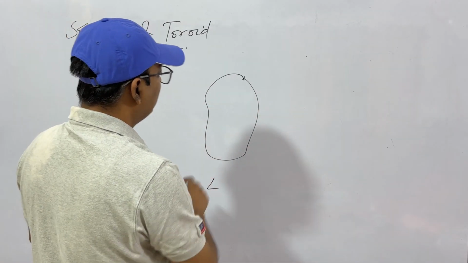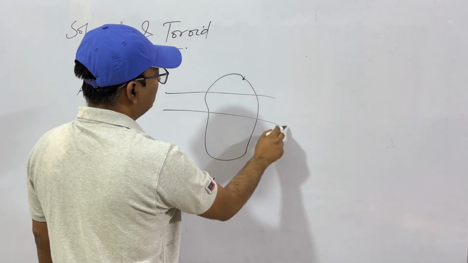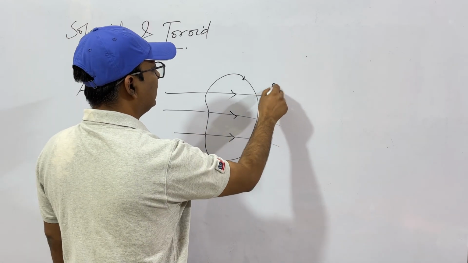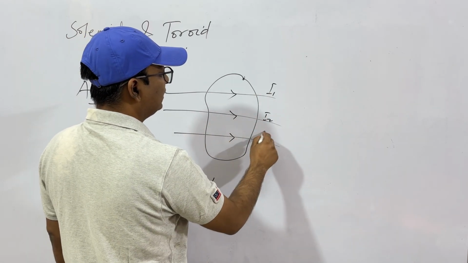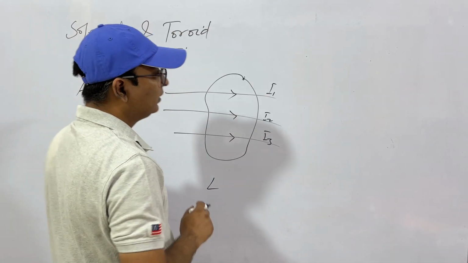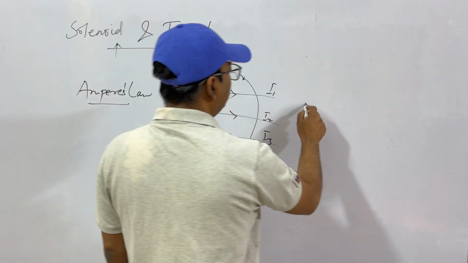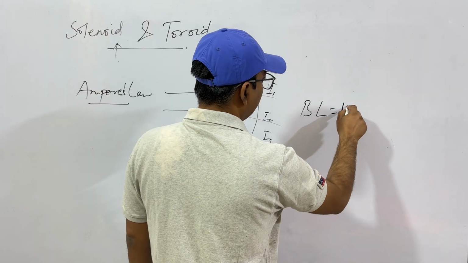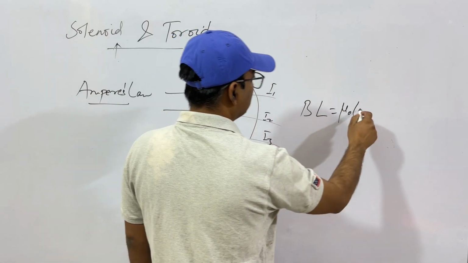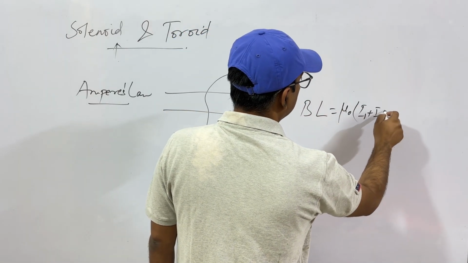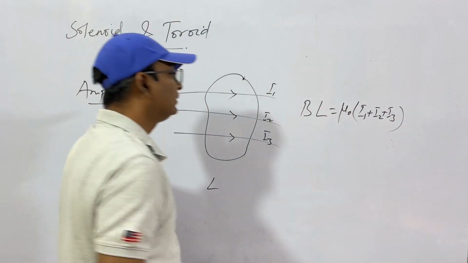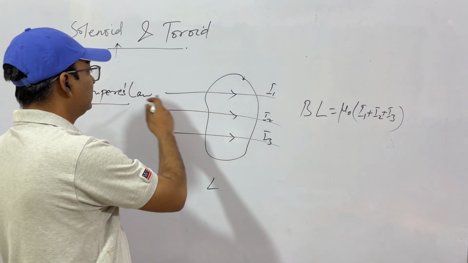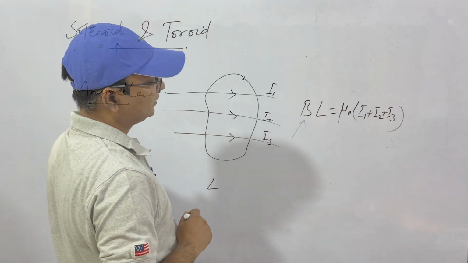If this is L and we have several currents crossing this, let's say I1, I2, I3, then the magnetic field due to this is B into L, that is complete L, equal to mu 0 into I enclosed, I1 plus I2 plus I3. Simple. This is our magnetic field as computed from Ampere's law.